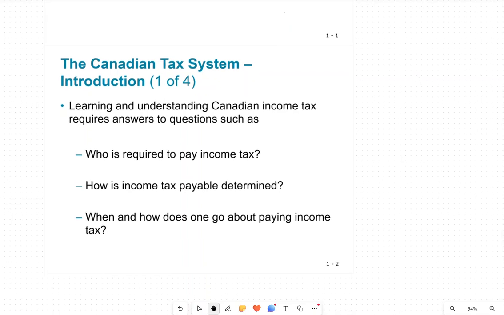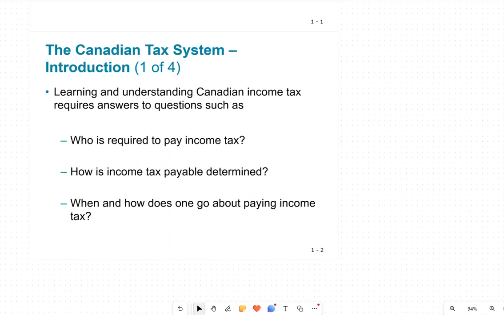When we think of the Canadian income tax system, it's an introduction to the Canadian tax system. What we're doing is learning and understanding Canadian income tax. Of course, it will be different from other countries. We have to answer 3 questions when we're talking about Canadian income tax.